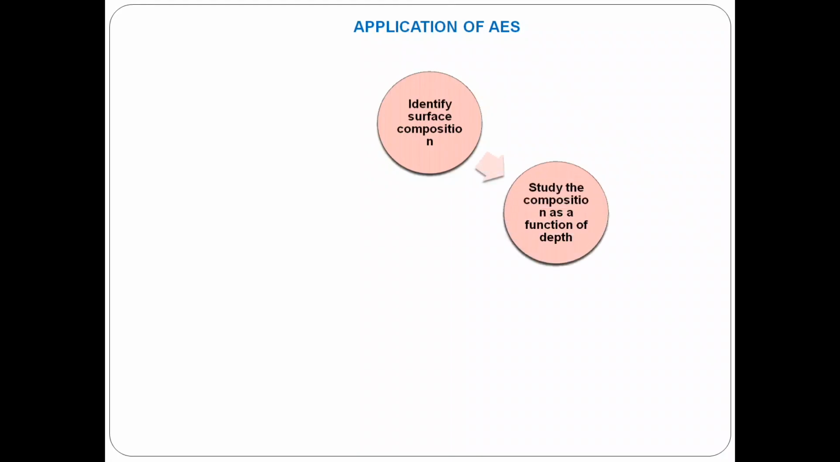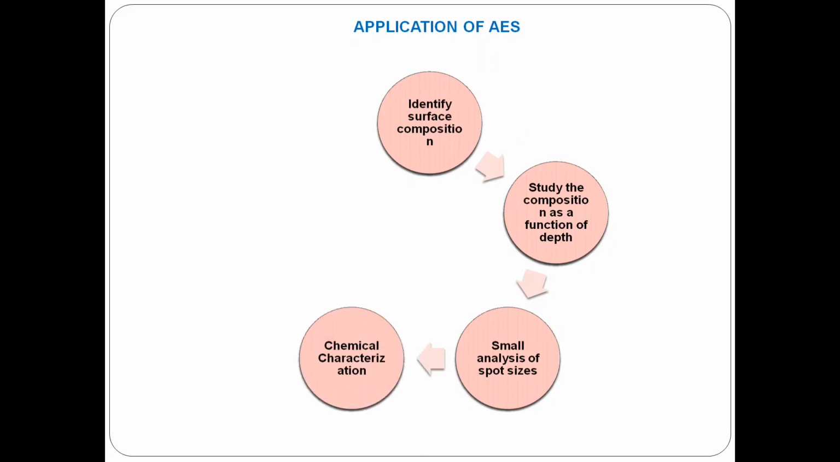Here are the applications of Auger electron spectroscopy. Auger electron spectroscopy helps to identify the surface composition. It also helps to study the composition as a function of depth. It also helps to analyze samples which are very small in size, from which we get a spot size. It also helps to characterize the chemical composition of that sample. Auger electron spectroscopy analyzes sample features as small as 80 nanometers.